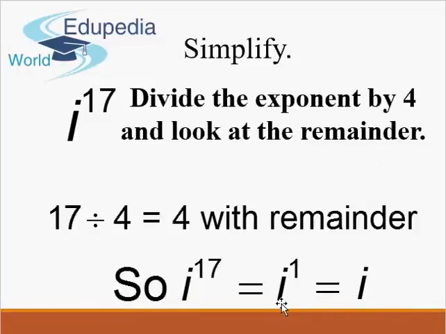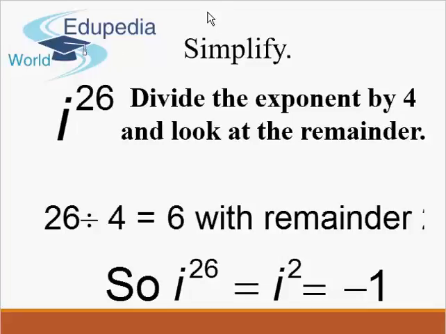This is the answer to your question. Moving on, i raised to the power 26. Now what do you get? What is the remainder for this? 26 divided by 4, the remainder will be 2. That is the first step in solving these questions, that you divide the power by 4.